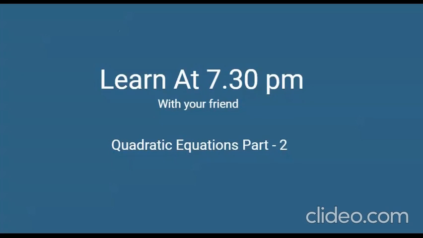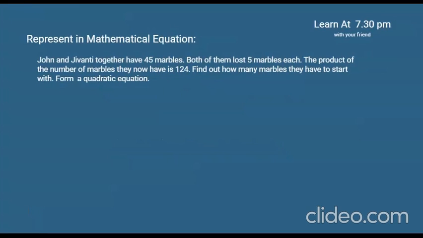Today let us continue with part 2 of quadratic equations. Ready? We have already discussed the standard form of a quadratic equation, which is ax square plus bx plus c is equal to 0, where a is not equal to 0 and a, b, c are real numbers.